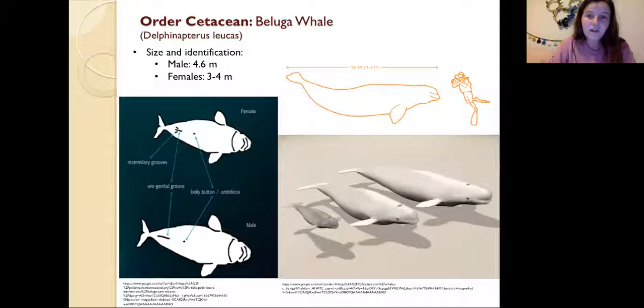Okay, moving into the order Cetacea. So that's another order that can do echolocation. We'll see some of this within the beluga whale, in fact.